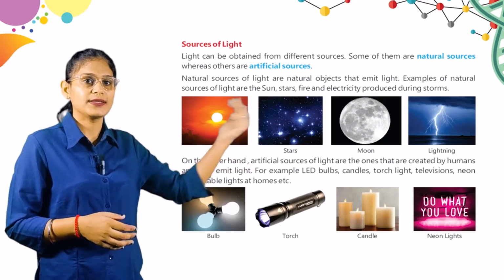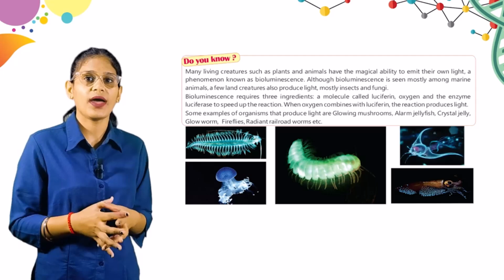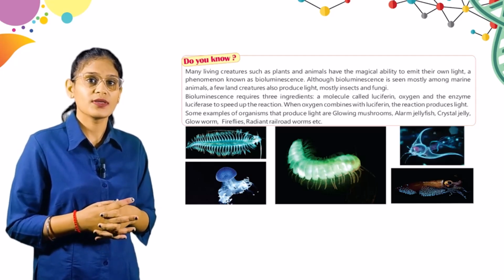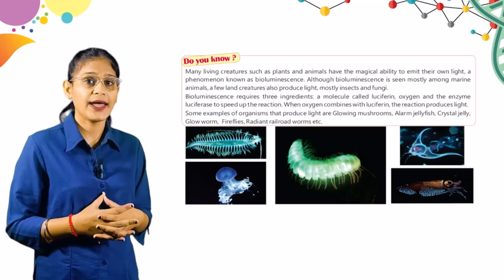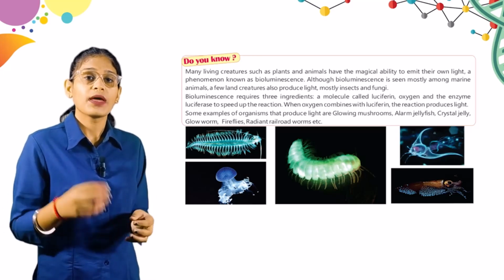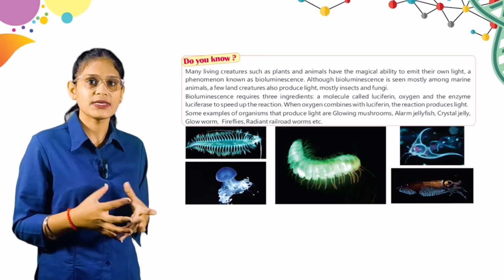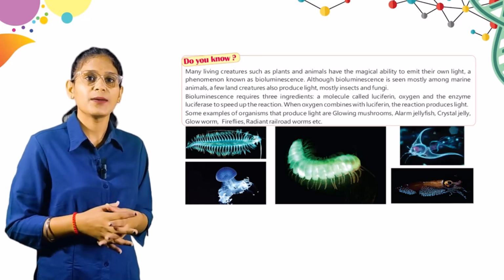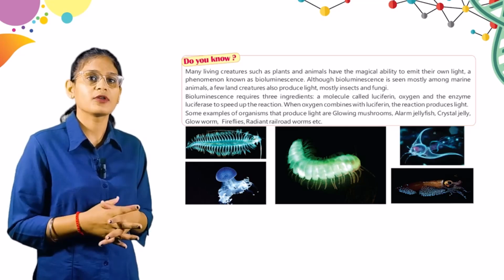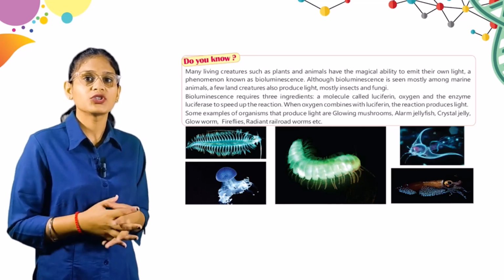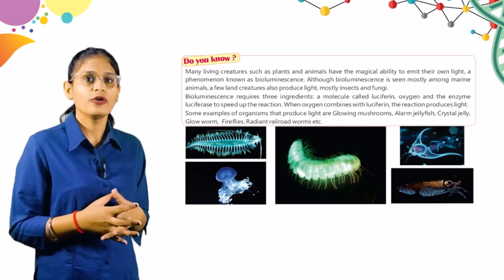torch, candle, neon lights. Here, do you know, many living creatures such as plants and animals have the magical ability to emit their own light, a phenomenon known as bioluminescence. Although bioluminescence is seen mostly among marine animals, a few land creatures also produce light, mostly insects and fungi. Bioluminescence requires three ingredients: a molecule called luciferin, oxygen, and enzyme luciferase to speed up the reaction. When oxygen combines with luciferin, the reaction produces light. Some examples of organisms that produce light are glowing mushrooms, alarm jellyfish, crystal jelly, glowworm, fireflies, radiant railroad worms, etc.